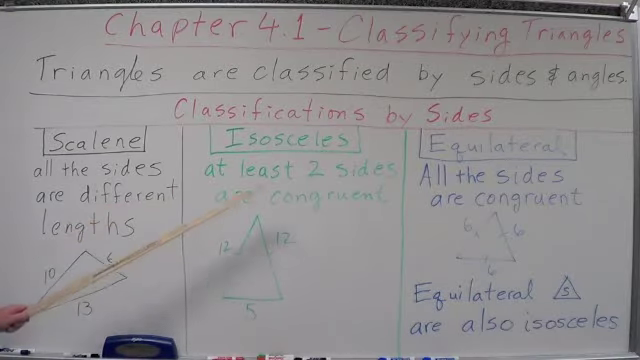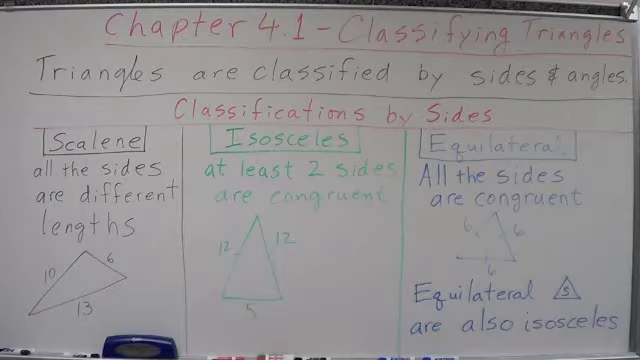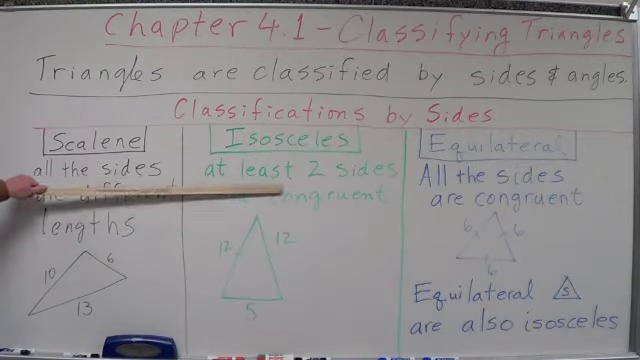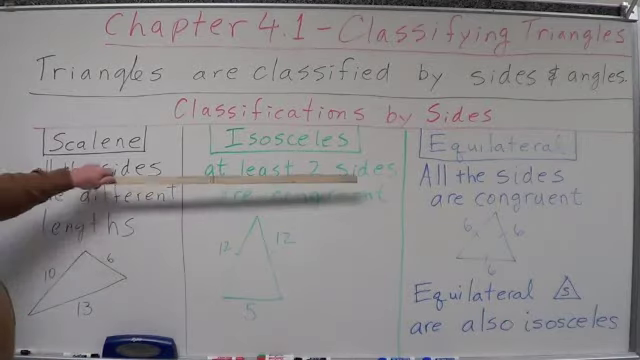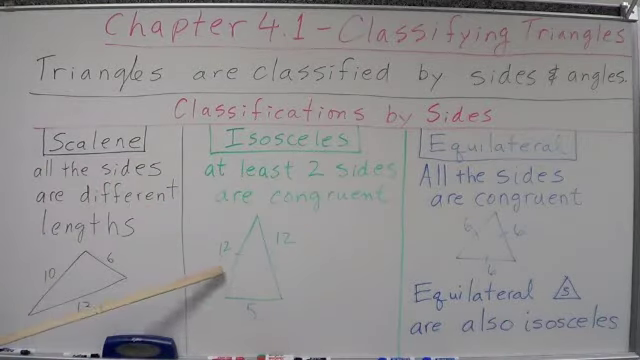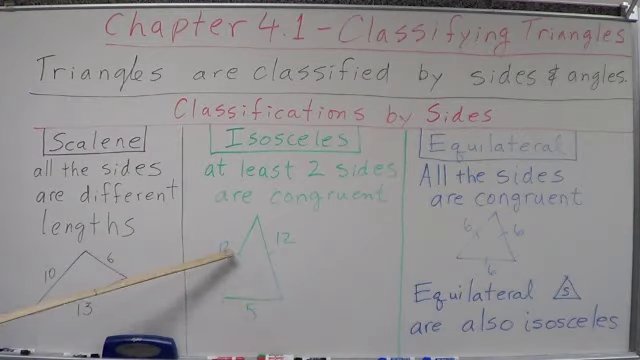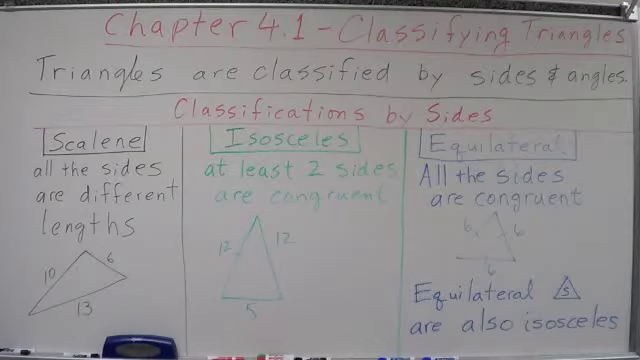Isosceles. At least 2 sides are congruent. Now, very important, because I think one of the ways you've learned this is 2 sides are congruent. We're going to add in front of that, at least 2 sides are congruent. So how many sides could be congruent and it still be isosceles? 3. So, talk about that in a minute. At least 2 sides are congruent. Here's an example. We have 2 sides that are congruent, marked by the little lines, plus we have the measurements.